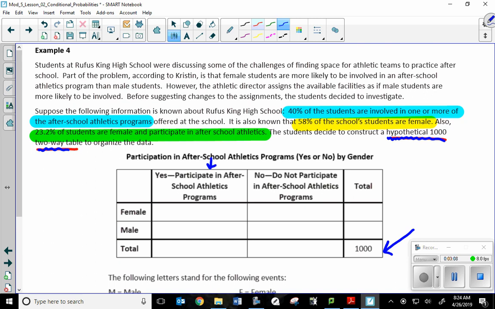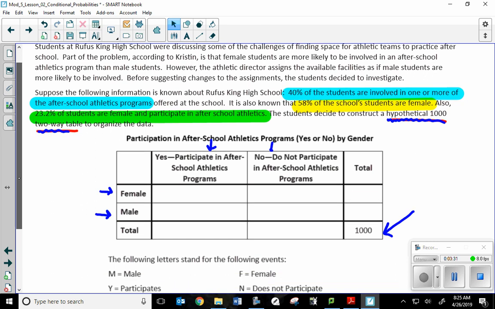Why do they call it two-way? We have two columns. We have two rows, all right? So I think the explanation is pretty self-explanatory. This is hypothetical, and 1, 2 columns, 1, 2 rows. A hypothetical 1,000 two-way table. All right, so let's start filling in said table here. All right, let's take a look at what we got. And I highlighted the important parts here.